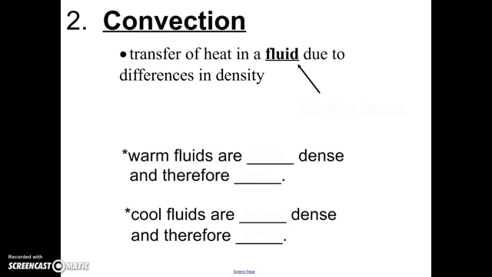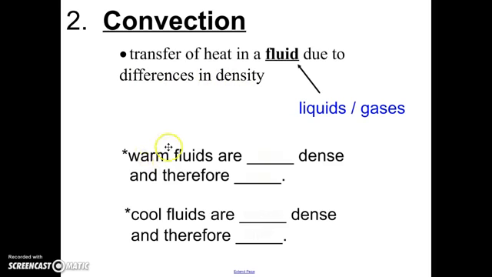The next type of energy transfer is called convection. Convection is how heat transfers in a fluid. Now, in real life, when we think of fluids, we think of liquids. But in terms of science, a fluid is considered anything where the molecules flow. So liquids and gases are both considered fluids. When heat transfers through a liquid or gas, it happens because of differences in density.